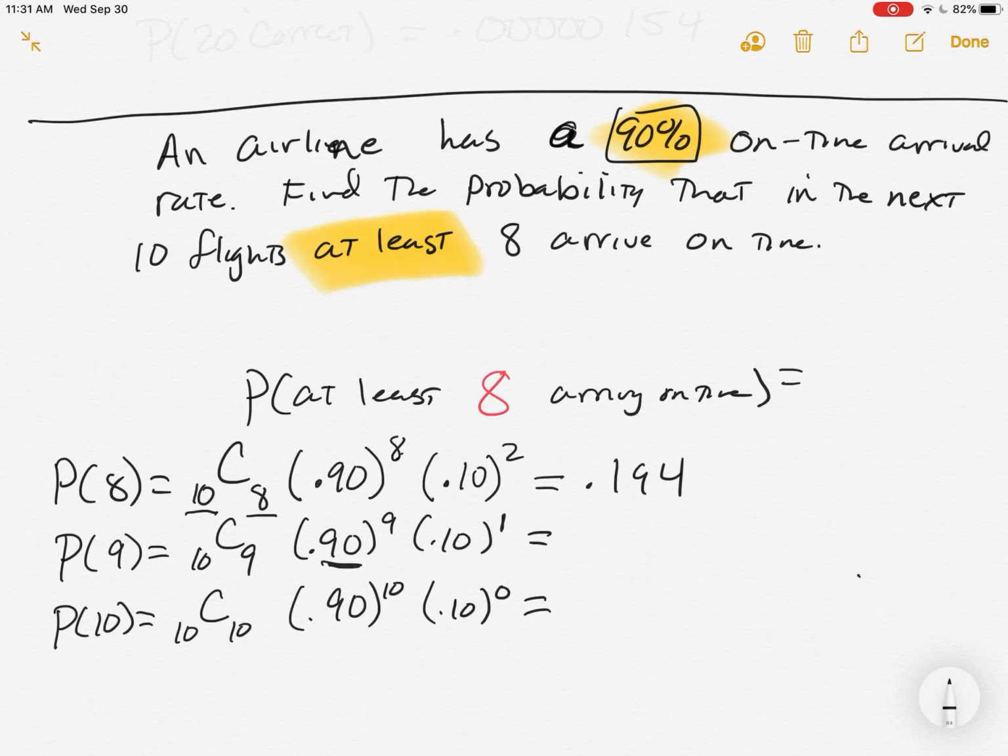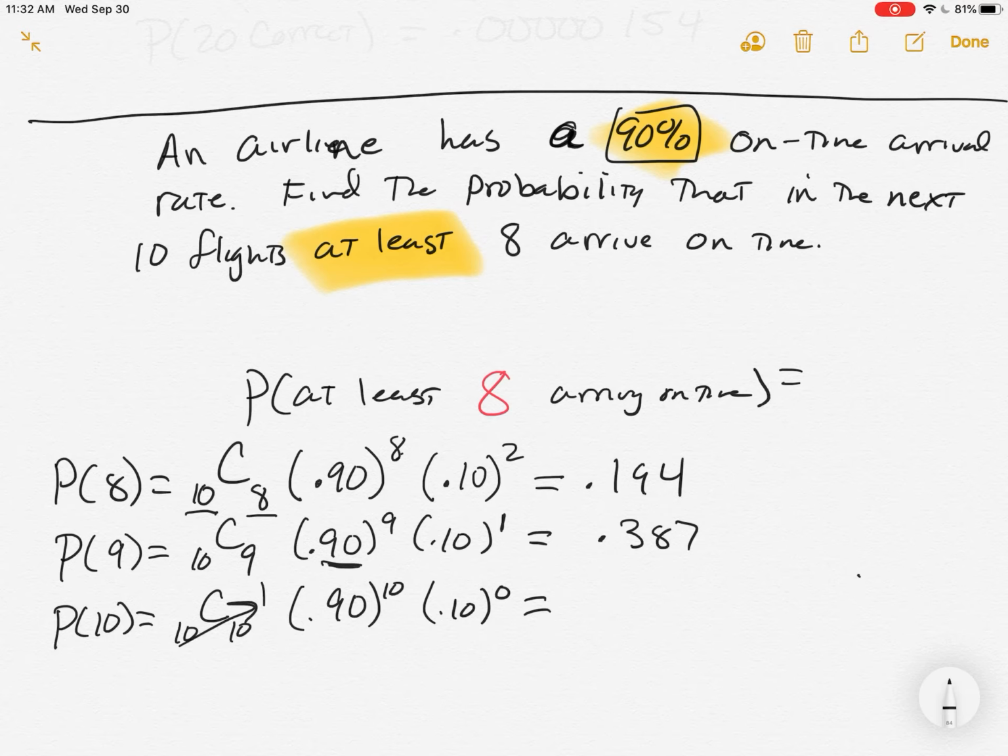10C9. You run that, you'll see a 10 times 0.9 to the 9th times 0.1 to the first power. And you're going to get 0.387. Now that one's bigger than the last because that's what's most likely to happen. If the on-time arrival rate is 90%, then that's going to be the largest probability when you have 90% of your flights arriving, like we do with 9 out of 10.